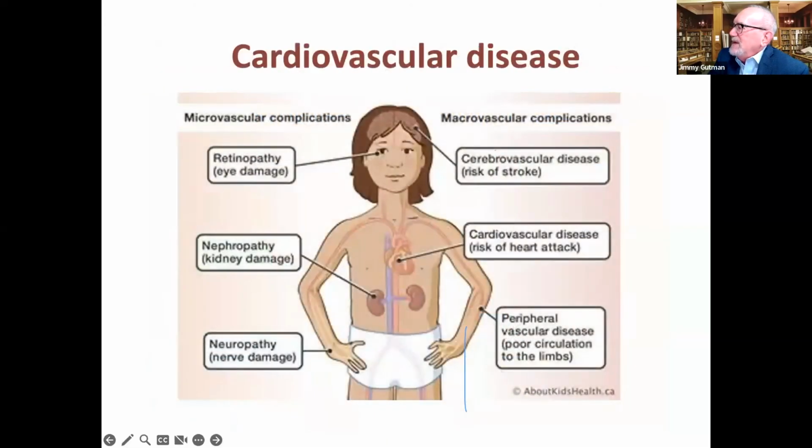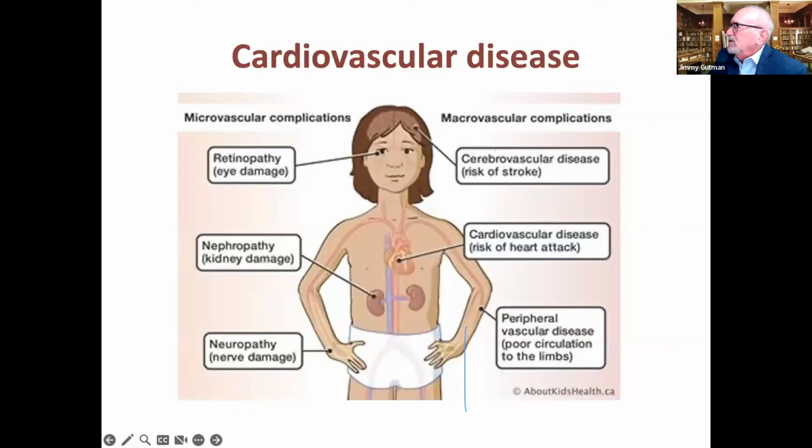But the major cause of illness and death in this population is the effect that diabetes has on the cardiovascular system or circulatory system. When we look at the large blood vessels, what we refer to as the macrovascular system, diabetics are at much higher risk of suffering from a stroke or a heart attack. These are two common causes of death here.